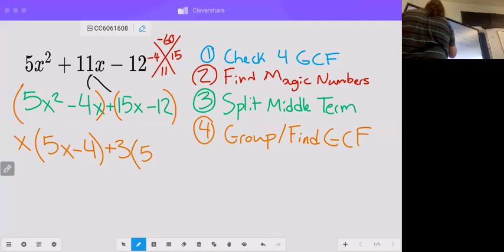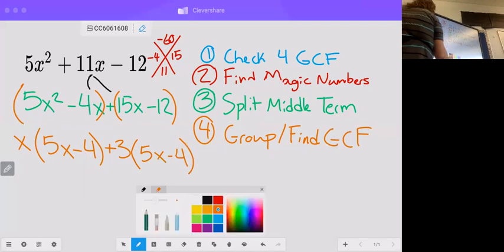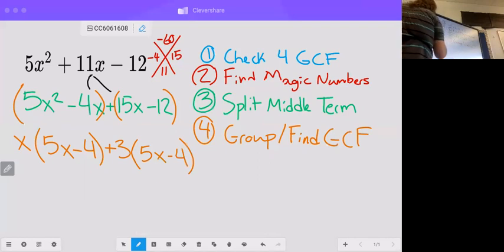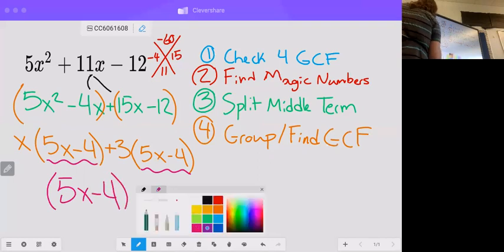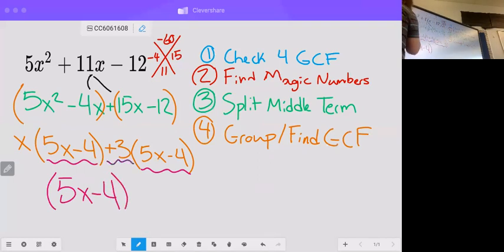You'll notice that we've got a pair of twins here. So if we were to rewrite this pair of twins right here, we've got 5x minus 4. That's going to be one of our pairs for our factored form. And then our other one is going to be whatever our leftovers are. So x plus 3.